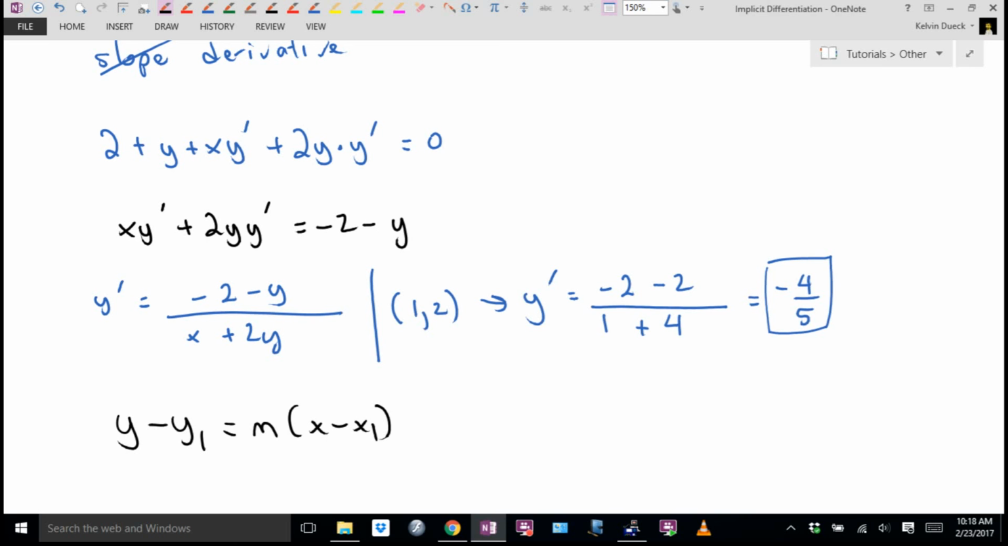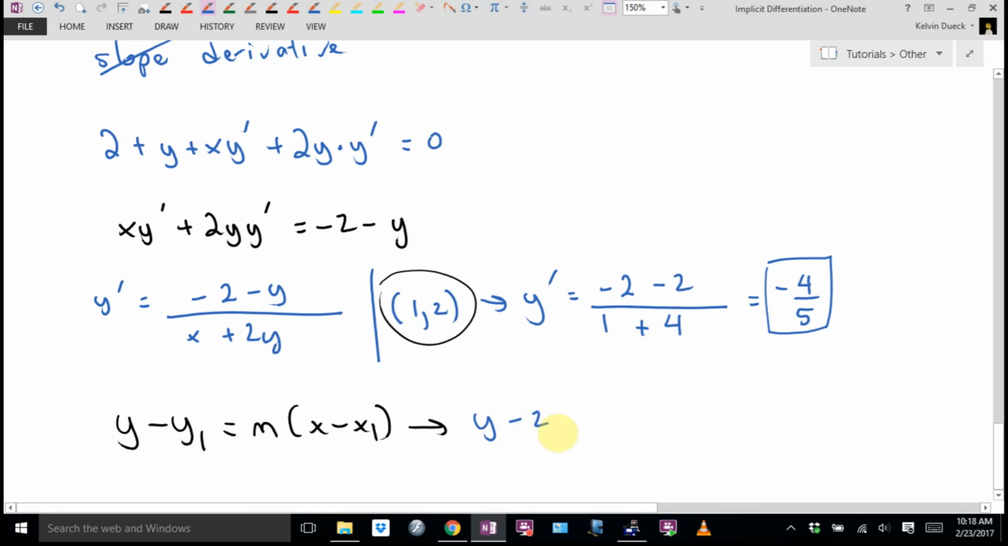What is the point that we know on this line? So, y minus 2, because that's the y coordinate. Don't put the first thing in there. A lot of kids put the x value there because it came first. No. Equals, what's the slope right there? So, -4/5 bracket x minus 1.